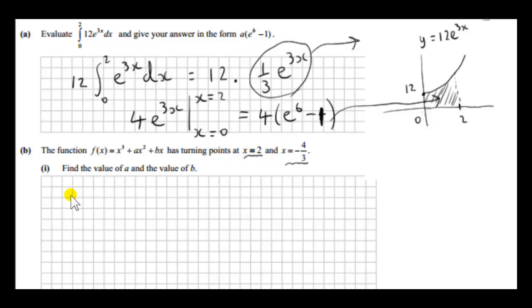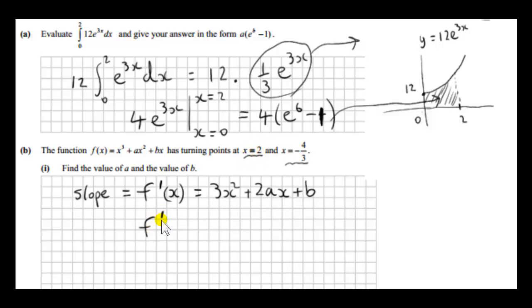Now the slope of a curve we know is given by the derivative. So if we differentiate this, we get 3x squared plus 2ax plus b. Okay, a and b are just constants. So that's what we would do if we knew what a and b are. This is what we would do to get the derivative. And at x equals 2, the derivative is 0. The slope of the curve is 0.